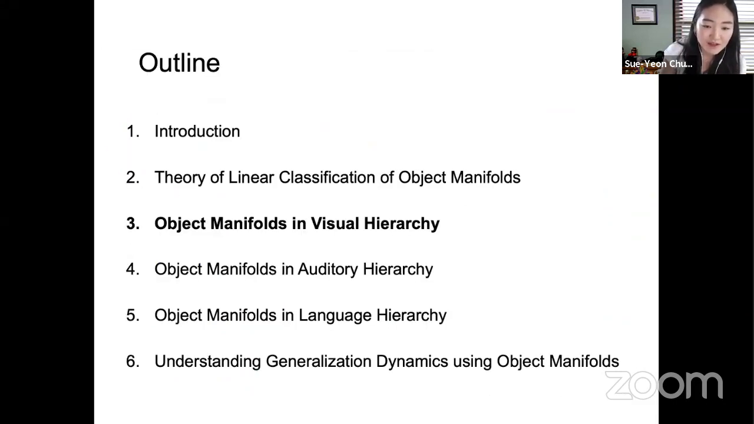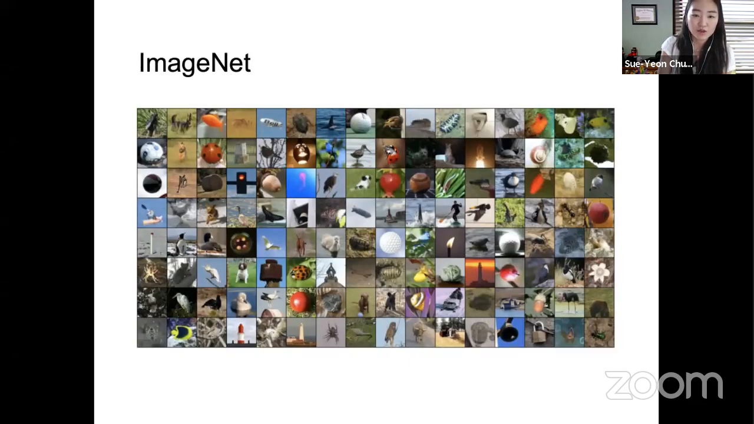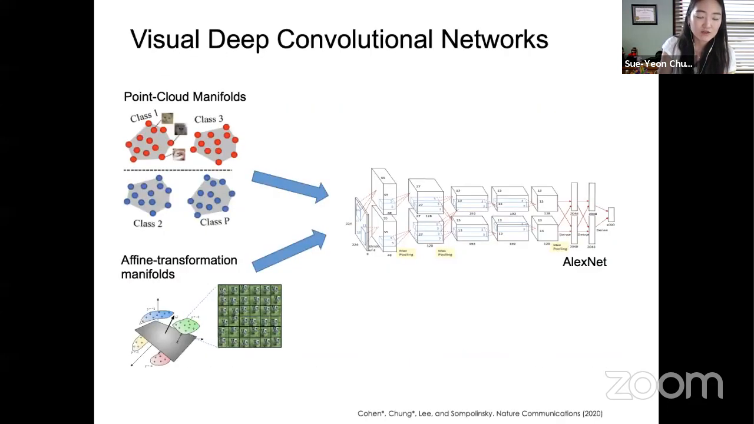First, we'll talk about how object manifolds emerge in the visual deep networks. So we use ImageNet to define two different types of object manifolds. One is a point cloud manifold, where object manifolds correspond to the different classes in ImageNet, and the points or vectors within the object manifold are different examples.